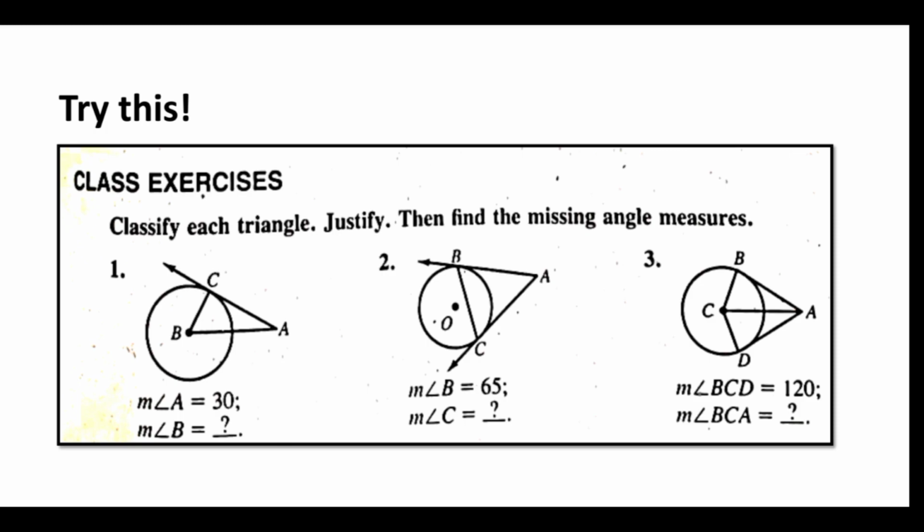Try these class exercises. Classify each triangle, justify, then find the missing angle measures. Number 1, it is a right triangle, just like in the previous discussion.